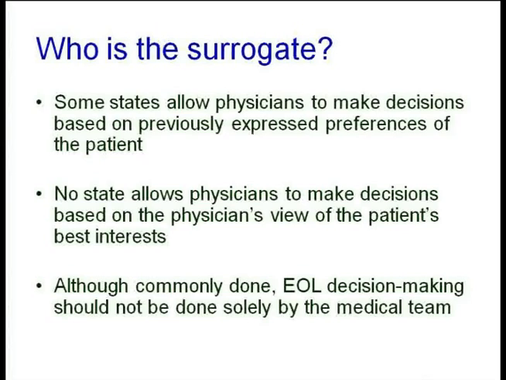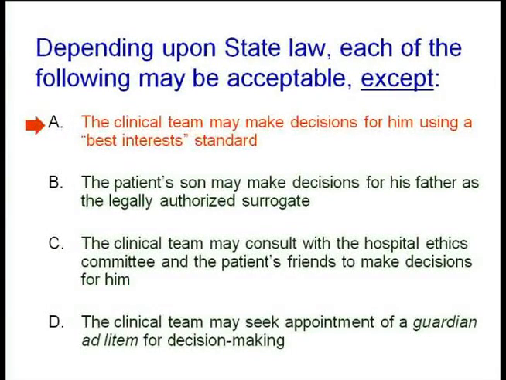Now, some states will allow physicians to make decisions based on previously expressed preferences of the patient. So if you've got that POLST form in front of you, many states will say you can act on the information on that form. But no state allows physicians to make decisions based on the physician's view of the patient's best interest. So when you have somebody without a surrogate, without an advance directive, who can't make decisions for themselves, in really no state are you allowed to make those decisions on the patient's behalf on your judgment, even though it is very commonly done, as the study by Doug White showed, 89% of decisions. And so that's why A is the correct answer here. I put it out there for you as perhaps an area where our clinical practice differs quite a bit from what is actually legally accepted practice.